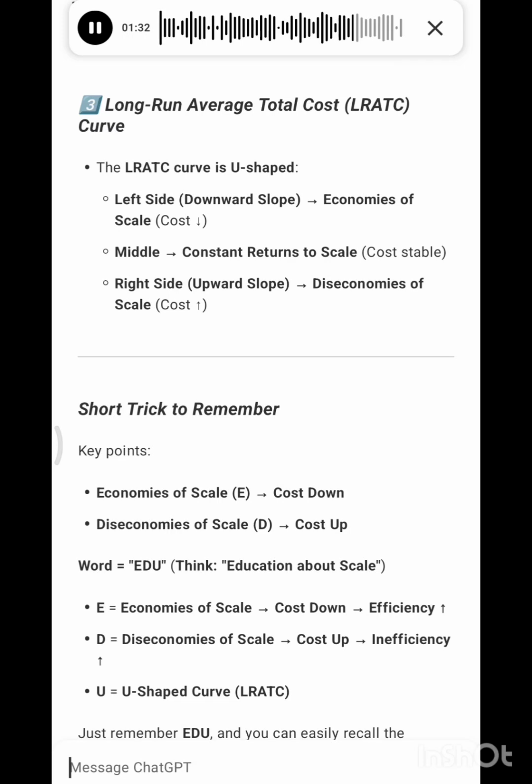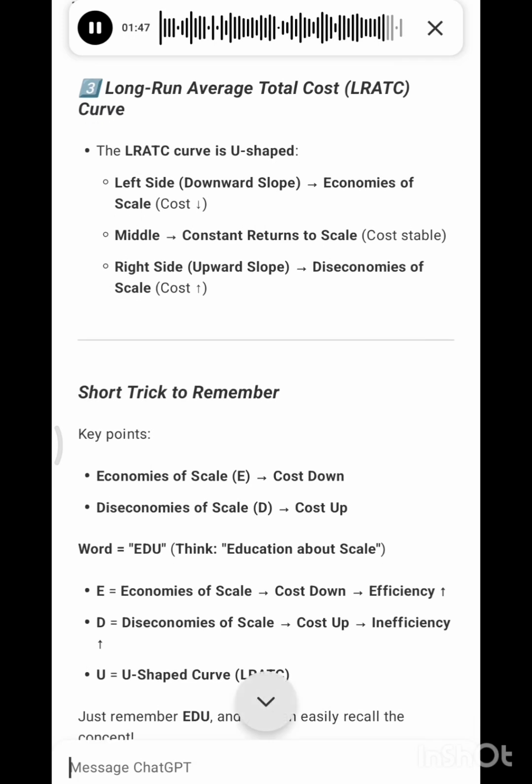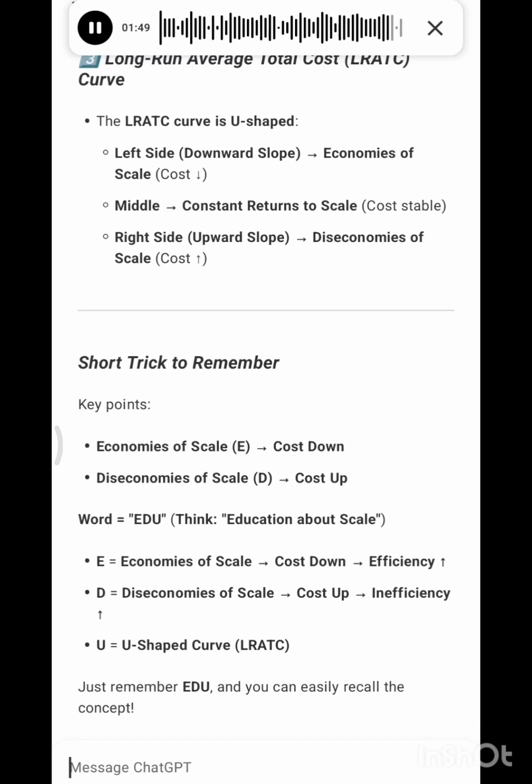Short trick to remember. Key points: economies of scale, E, cost down; diseconomies of scale, D, cost up. Word equals EDU. Think, education about scale. E equals economies of scale, cost down, efficiency. D, diseconomies of scale, cost up, inefficiency. U, U-shaped curve. Just remember, and you can easily recall the concept.